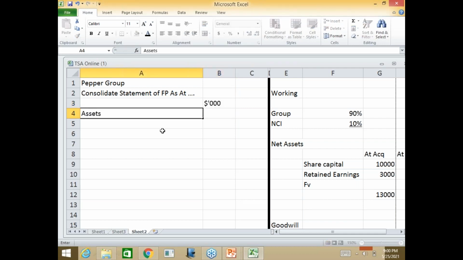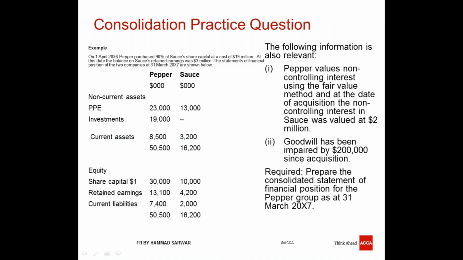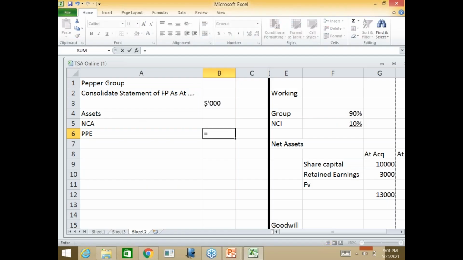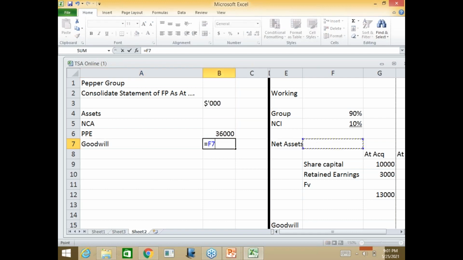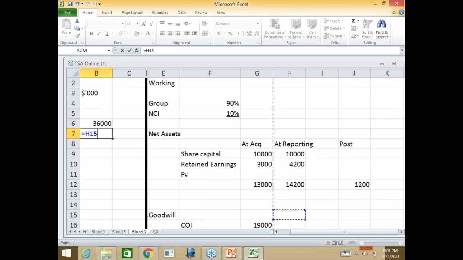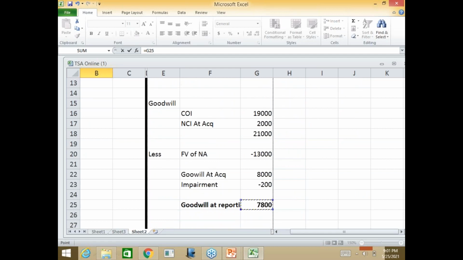So first, there should be a heading of assets, non-current assets, and it should include the property, plant, and equipment. The property, plant, and equipment of the parent company is 23,000. The subsidiary company should be 13,000. There is no other adjustments. So final answer will be goodwill. Goodwill is already calculated here, so need to show the reference that we have calculated the goodwill of 7,800.